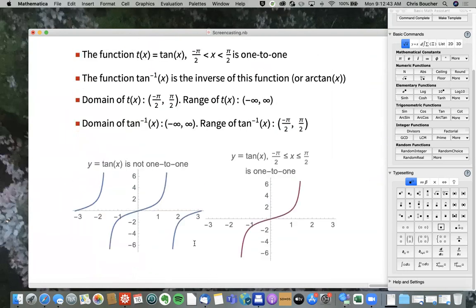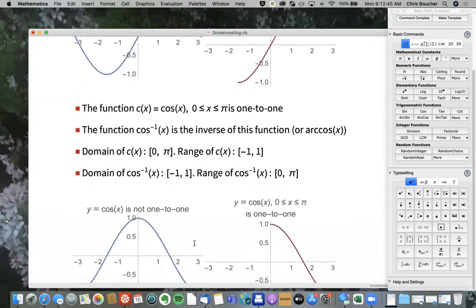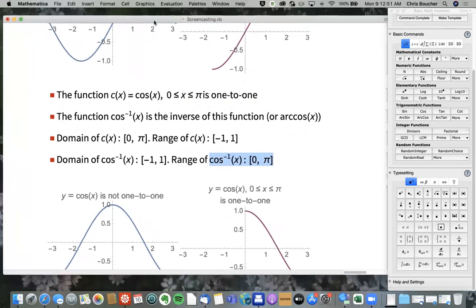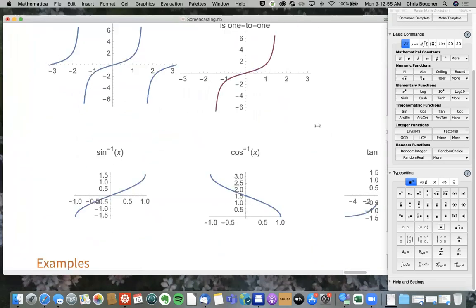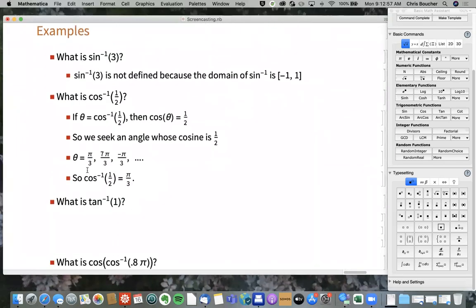Well, recall that the range of cosine inverse, if we scroll back up here, is from 0 to pi. So when computing a cosine inverse value, we want to make sure to pick something between 0 and pi. And looking at my solutions here, that's the only one between 0 and pi. So that's the one I want. That's the cosine inverse of 1/2.